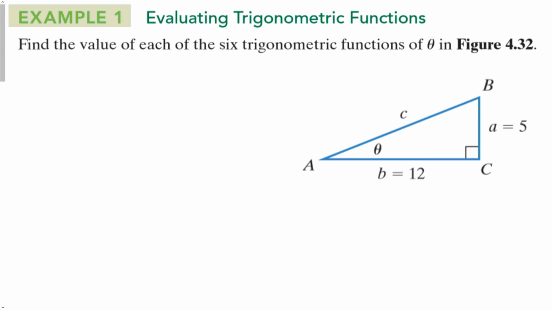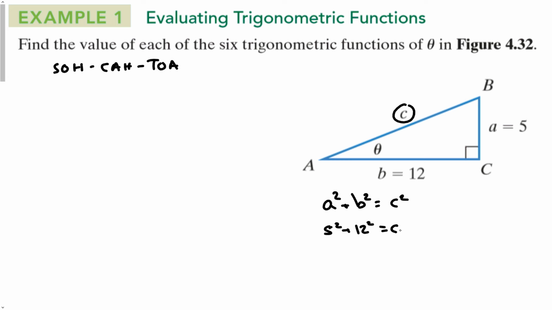All right, so let's find some trig functions using SOHCAHTOA. Okay, so we're going to find the value for each of the 6 trig functions. Well, before I do that, I need to know how big all the sides are. And hopefully you remember the theorem that helps us find the third side of a right triangle, which is the Pythagorean theorem. A squared plus b squared is equal to c squared. So we have 5 squared plus 12 squared is equal to c squared.